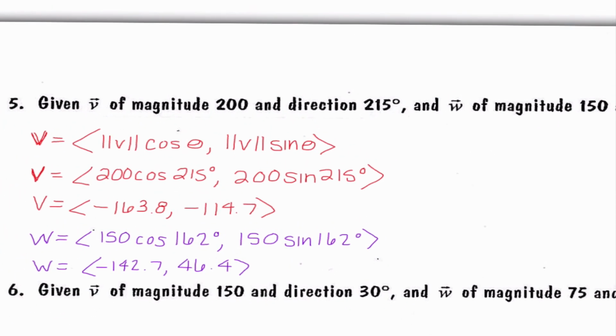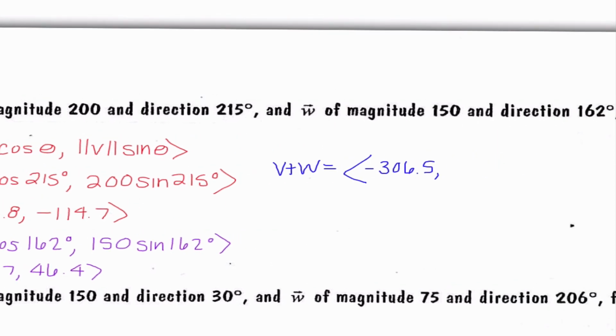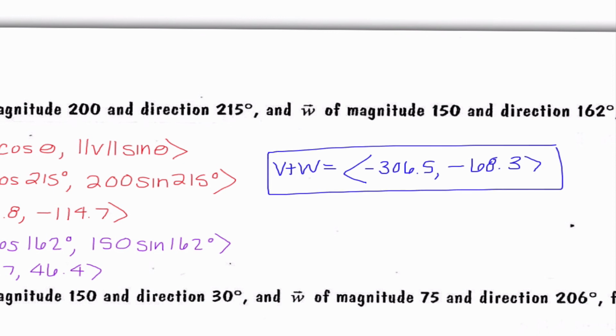So if I'm doing V plus W, I'm going to take these 2 values and add them together. And I get negative 306.5. Then I'm going to take the 2 y values and add those together, and I get negative 68.3. So that would be our final answer.